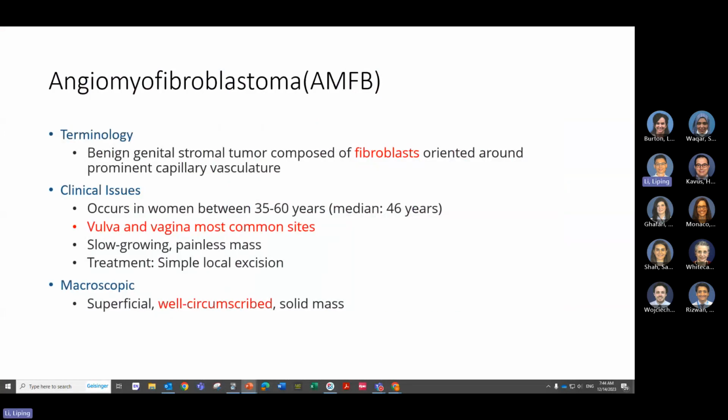Then we go to another entity, angiomyofibroblastoma, AMFB. So this is a benign genital stromal tumor composed of fibroblasts oriented around prominent capillary vasculature. It occurs in women between 35 to 60 years old. And the common sites are the vulva and vagina. It is slow growing. And then from the gross sample, it should be well circumscribed compared to the deep angiomyxoma, which has an infiltrative border.